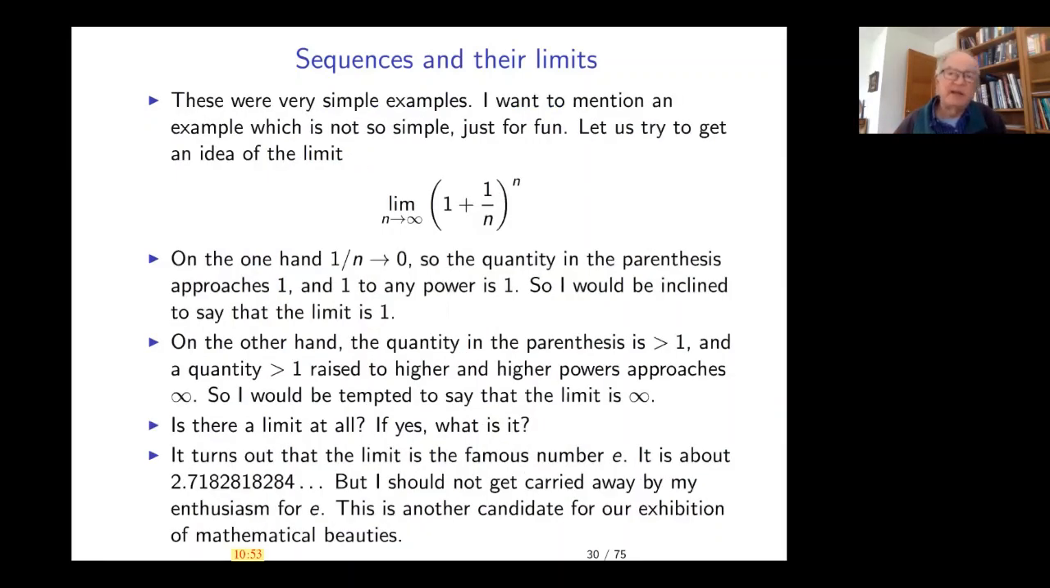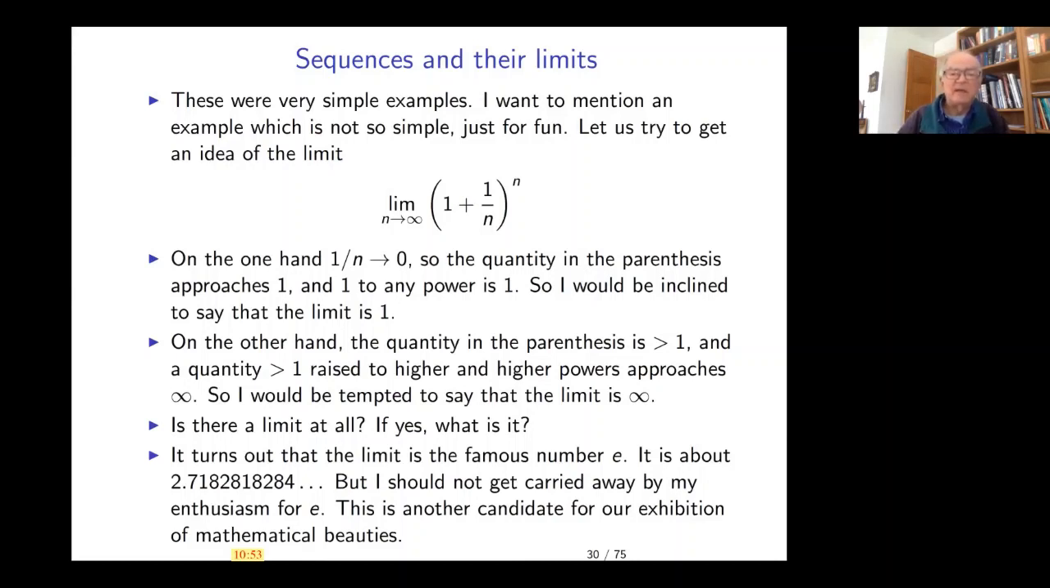These were very simple examples, and I just mentioned an example that's not so very simple, namely the limit of this quantity. Now this is a magical quantity. On the one hand, 1 plus 1 over n gets extremely close to 1 as n becomes big, because 1 over n goes to 0. So 1 raised to any power is 1. So you may argue that the limit is likely to be 1. On the other hand, this quantity in parentheses is more than 1, and the power keeps getting bigger and bigger. And so a number greater than 1 raised to a bigger and bigger power tends to infinity.